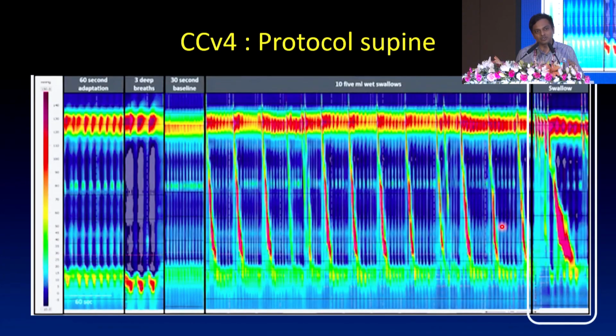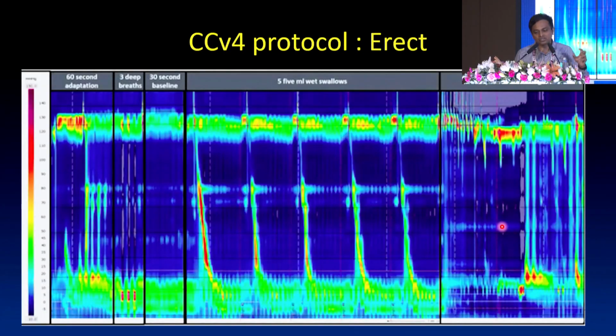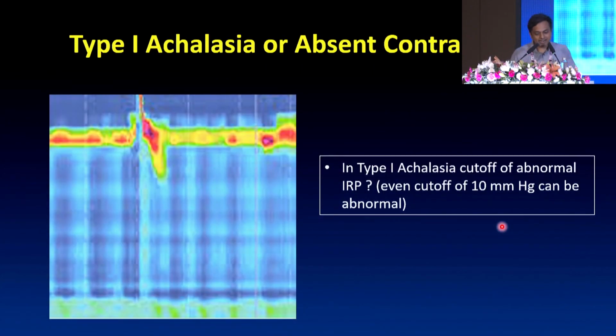The multiple rapid swallow is when you give 2 ml, 2 ml, 2 ml, 2 ml, 5 such swallows in rapid succession. This is done in a supine position, or in an erect posture. You ask the patient to take a drink of around 200 ml of liquid, and this is useful in certain situations. You can have a condition like this.